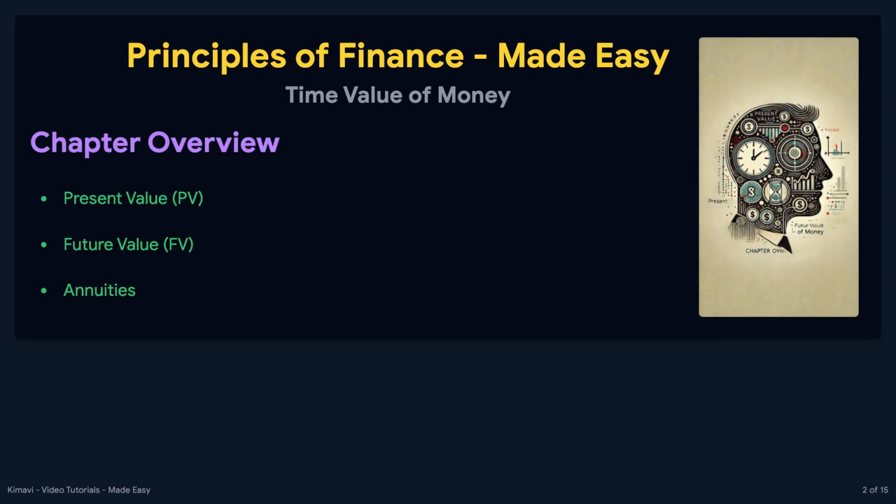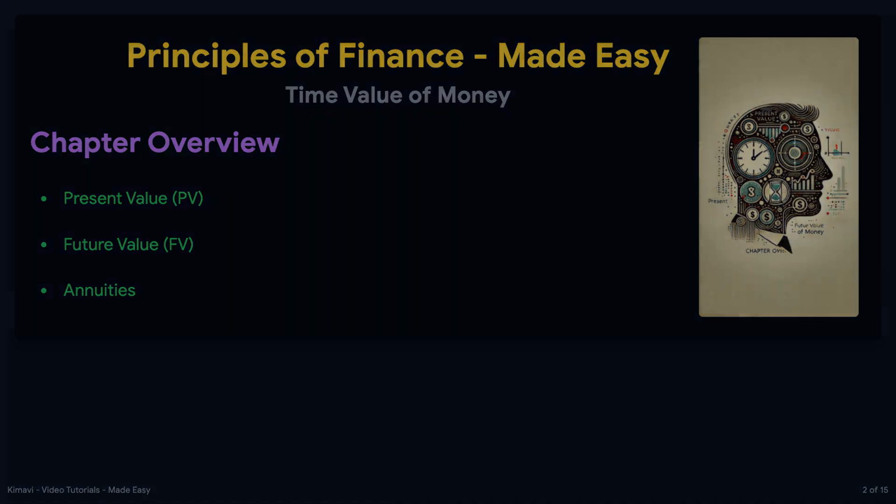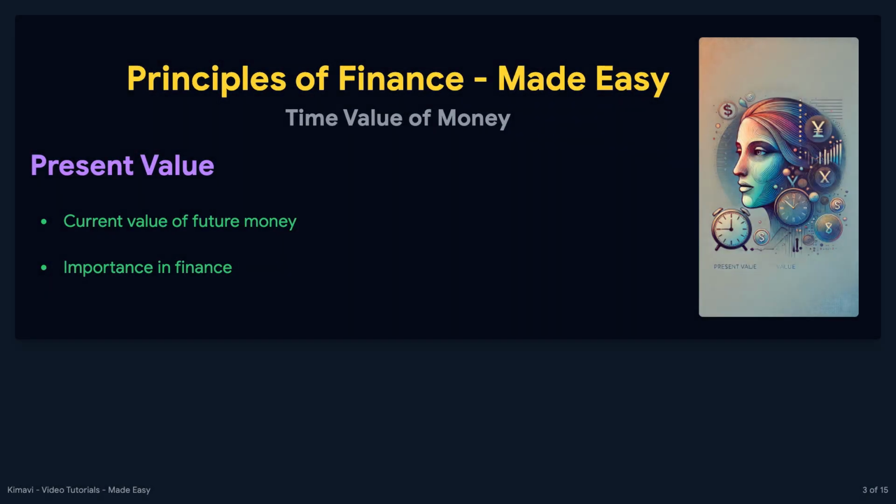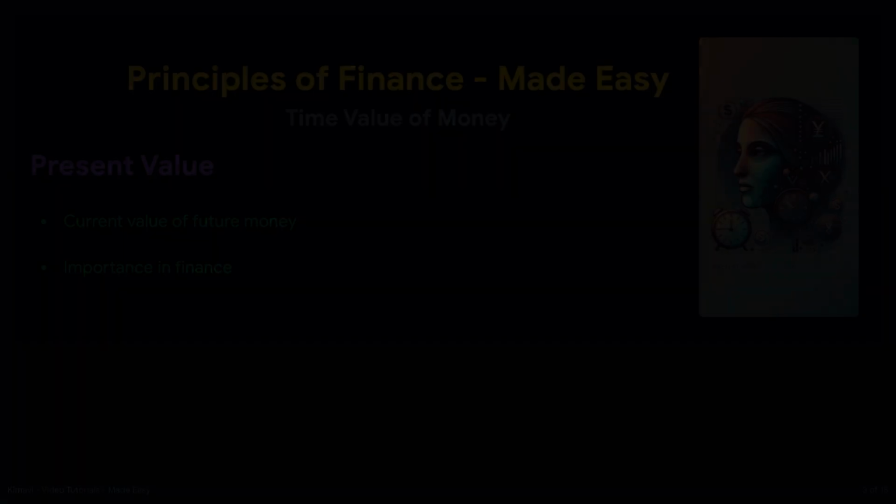In this chapter, we will cover the concepts of present value, future value, and annuities. These principles are essential for evaluating investments, savings, and loans. Present value, or PV, is the current value of a future amount of money or a stream of cash flows given a specified rate of return. PV calculations are crucial for determining how much future cash flows are worth today.